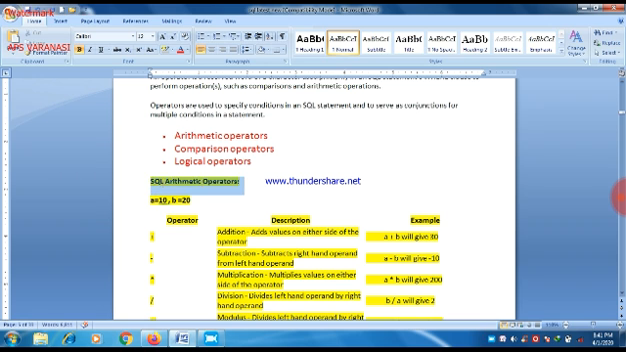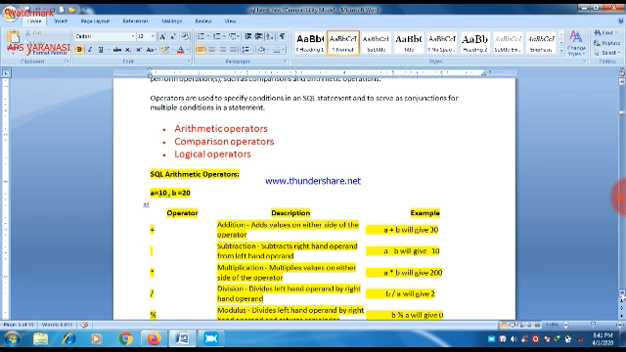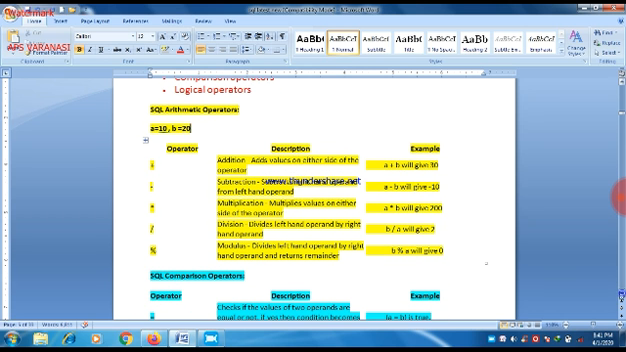First of all, SQL arithmetic operators. If a is equal to 10 and b is equal to 20, then we have to perform different arithmetic types of calculation. These are addition, subtraction, multiplication, division, and finally modulo division. This is quite different from division because it gives us the remainder value.